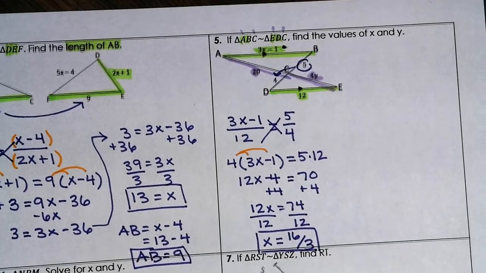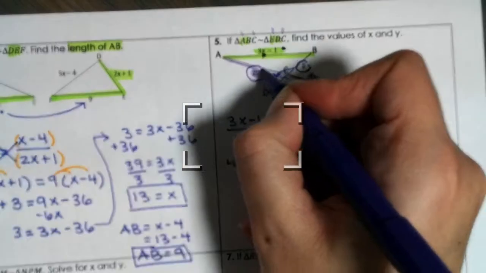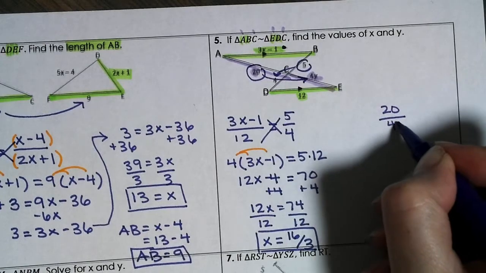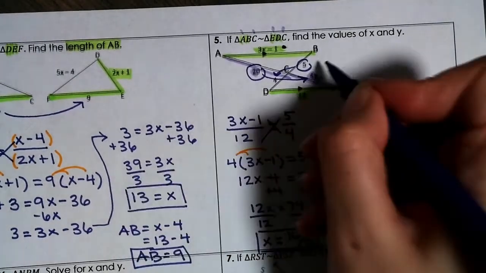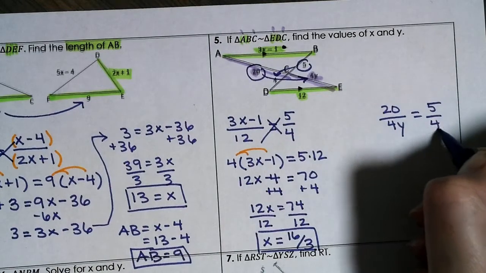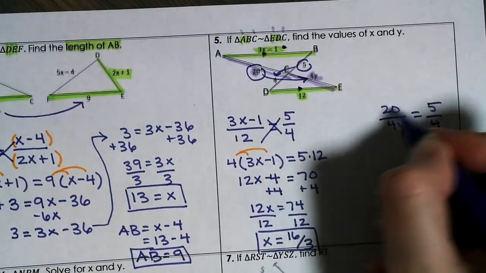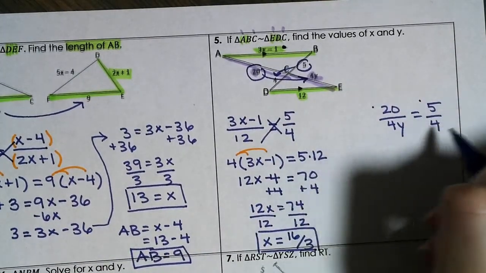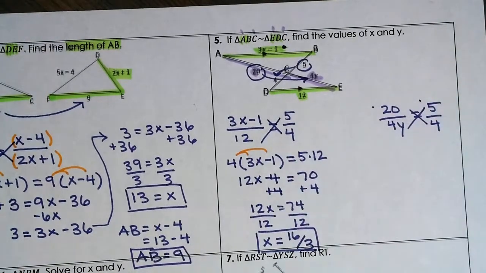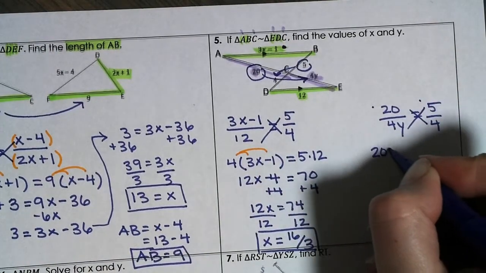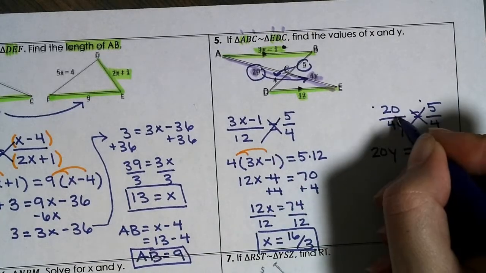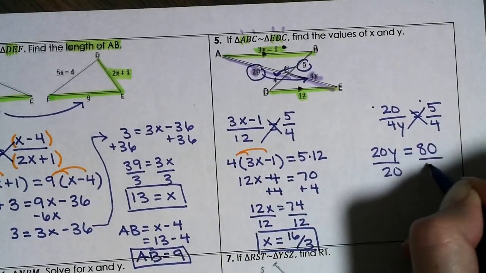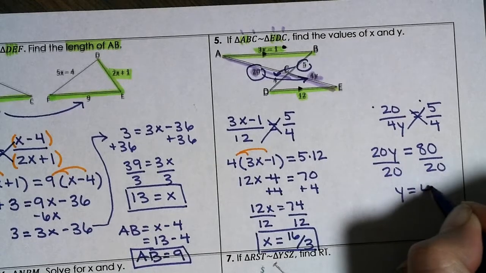All right. So for y, I'm going to say 20 over 4y should be equal to 5 over 4. Because you want to make sure that you are matching up your same triangle. So these both belong to the same triangle, and then on my denominator they both belong to the same triangle. I cross multiply. That's going to give me 20y, because 5 times 4 is 20. 4 times 20 is 80. Divide by 20. And you get that y is equal to 4.